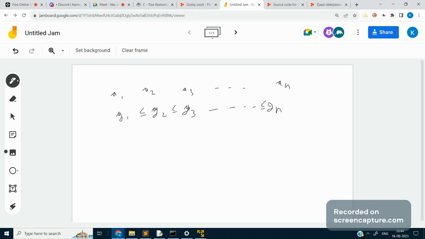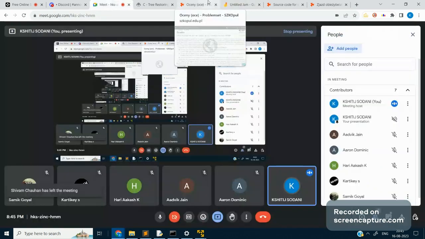The other condition is that these AIs are the athletic indexes of the students. So AI is the athletic index of the ith student in the line. And now if AI is greater than AJ, then GI also must be greater than or equal to GJ, as if it's less than that would violate the condition. So did everyone get the problem statement, the two conditions?